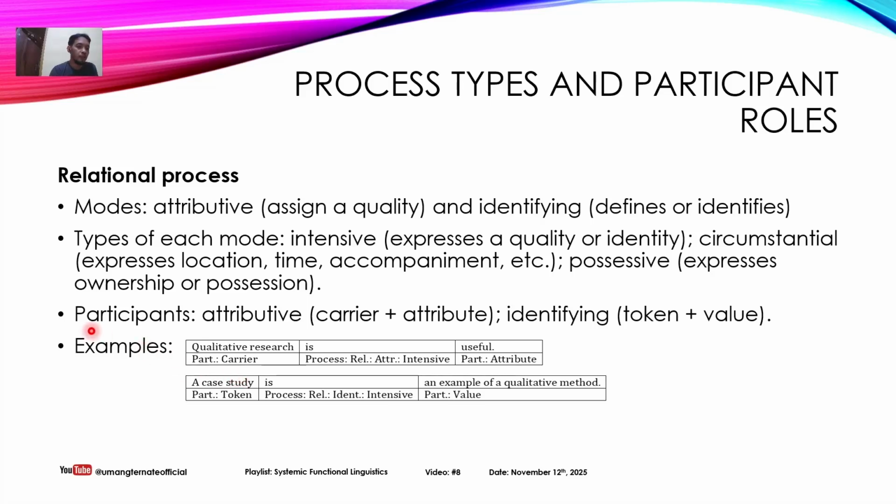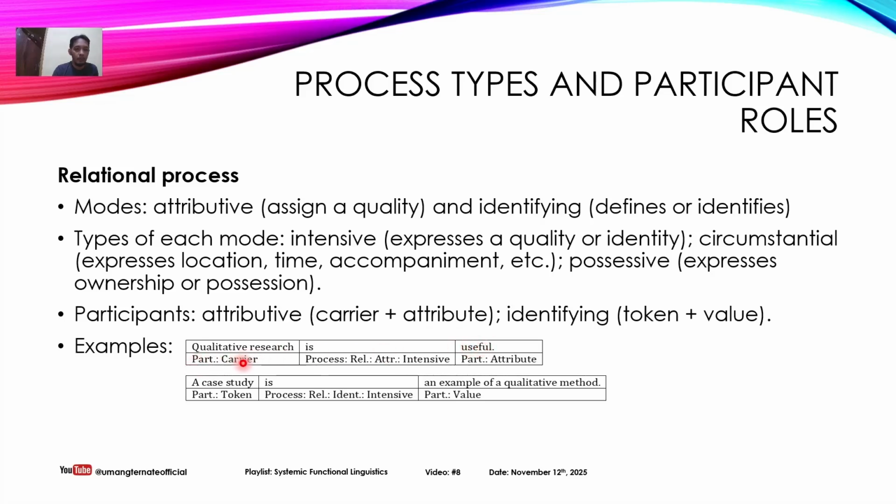So the participants in the relational process are these. For the relational attributive process, we have the carrier and the attribute. And for the relational identifying process, we have token and value, like this. Qualitative research is useful. Here, the clause gives an attribute to qualitative research, and the attribute is useful.